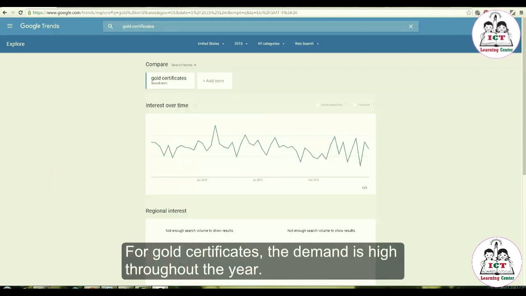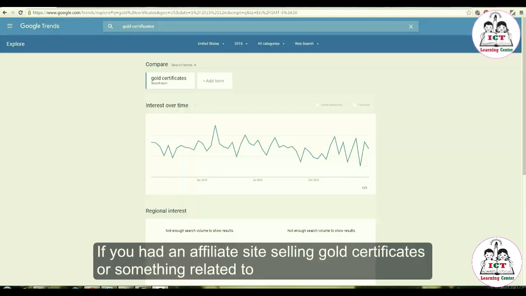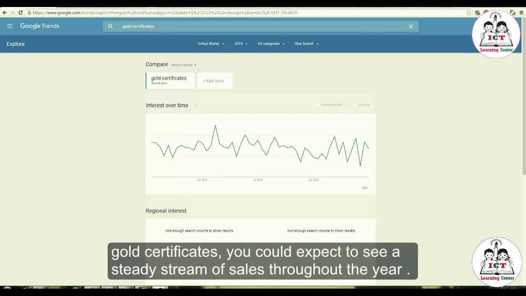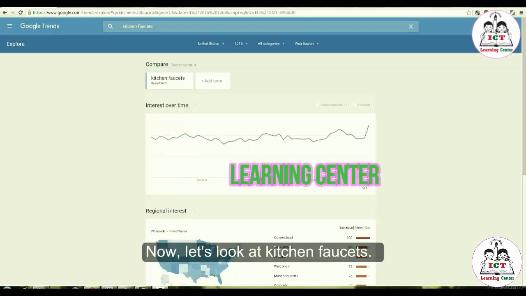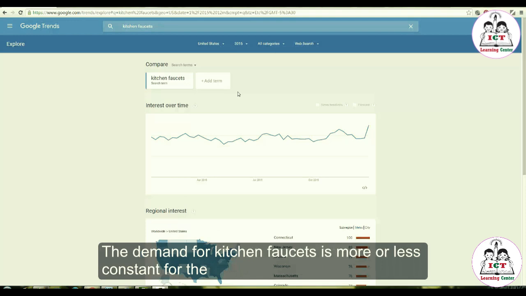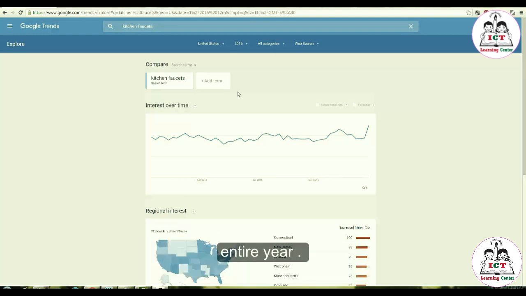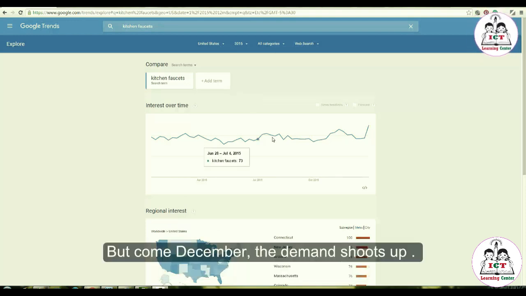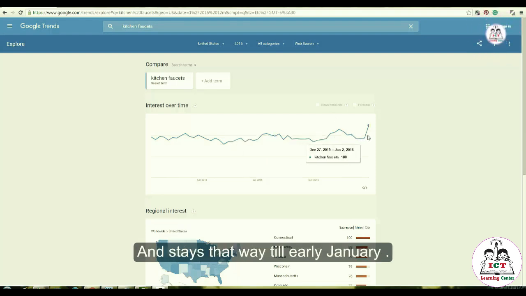For gold certificates, the demand is high throughout the year. If you had an affiliate site selling gold certificates or something related to gold certificates, you could expect to see a steady stream of sales throughout the year. Now, let's look at kitchen faucet. The demand for kitchen faucets is more or less constant for the entire year. But come December, the demand shoots up and stays that way till early January.